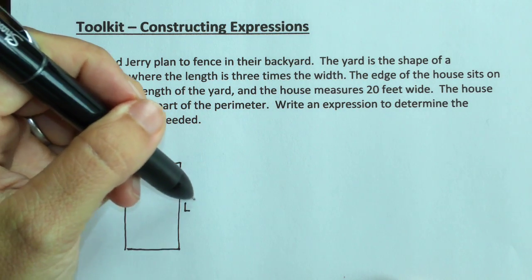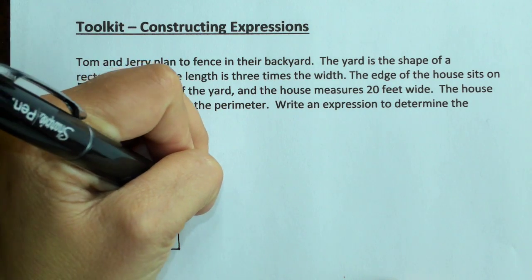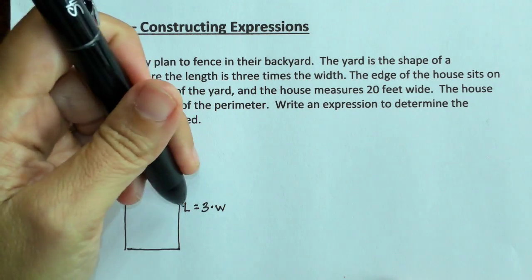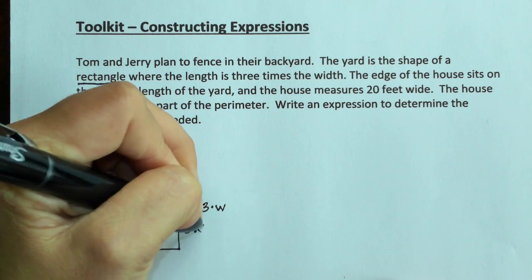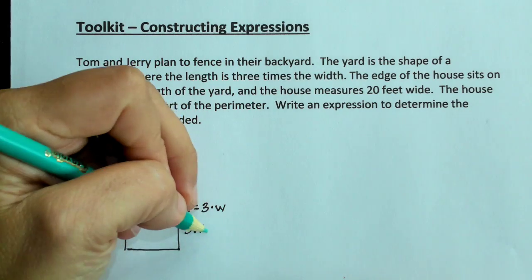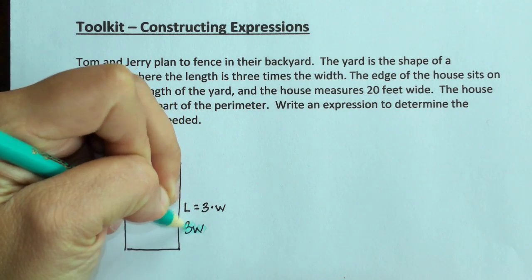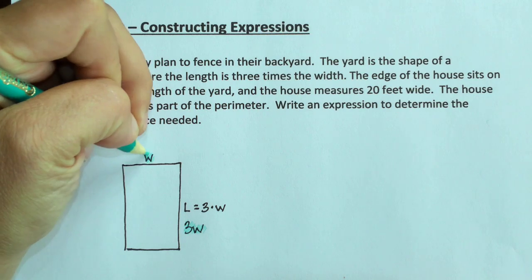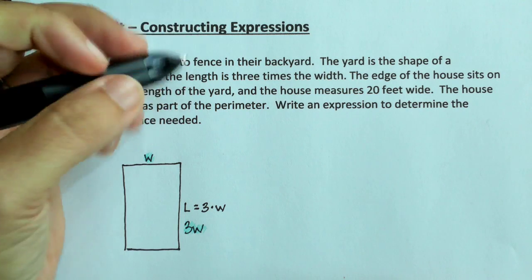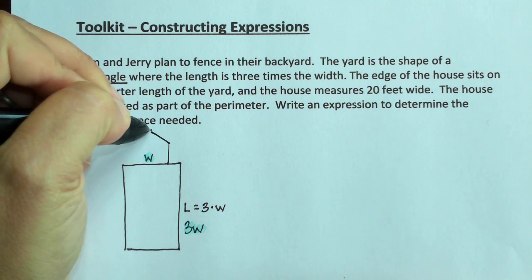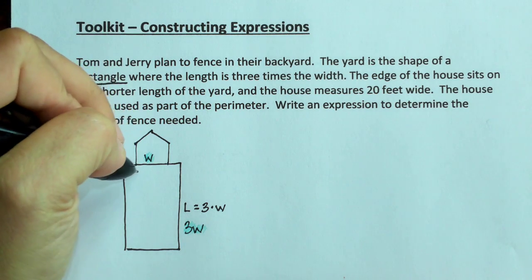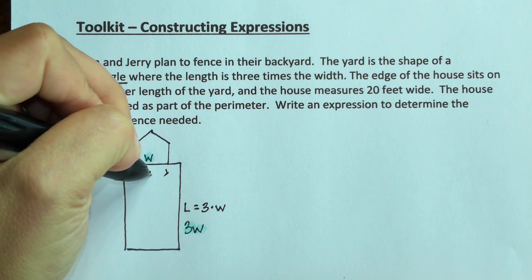So how can I represent the length using the width? Well, the length is going to equal 3 times the width, right? 3 times the width is going to be the length. So I might call this 3W. And there's the 3W there, and there's the W there. And then it says the edge of the house sits on the shorter length of the yard. So I'm going to draw the house right here. There's the house. And so it's on the shorter length of the yard, and this distance from here to here is 20 feet.